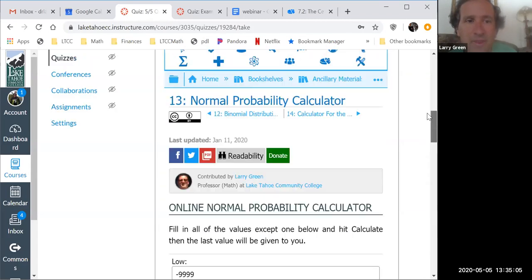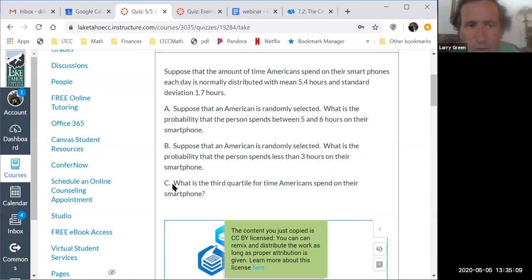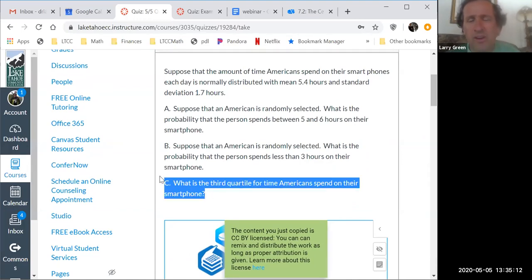All right, so part C. What is the third quartile? So how is this different than A and B? There's one big difference here. It's a range. B was a range. A was a range, actually. Yeah, we don't know the high. What do we know? Yeah, here we know the probability, and we want to find the high. Okay, so we know the probability, we want to find the high, whereas on parts A and B, we knew the range, and we wanted to find the probability.